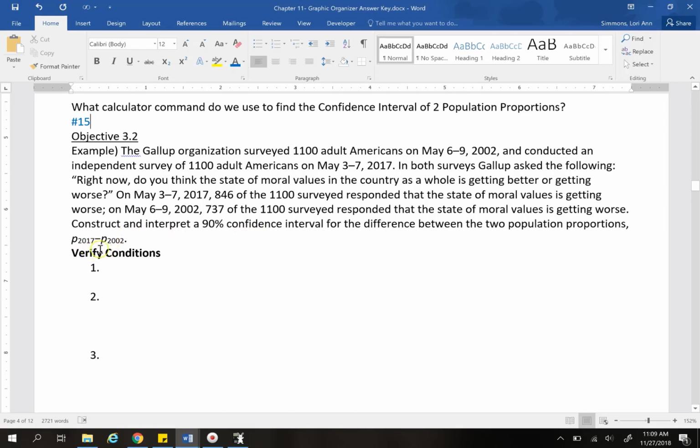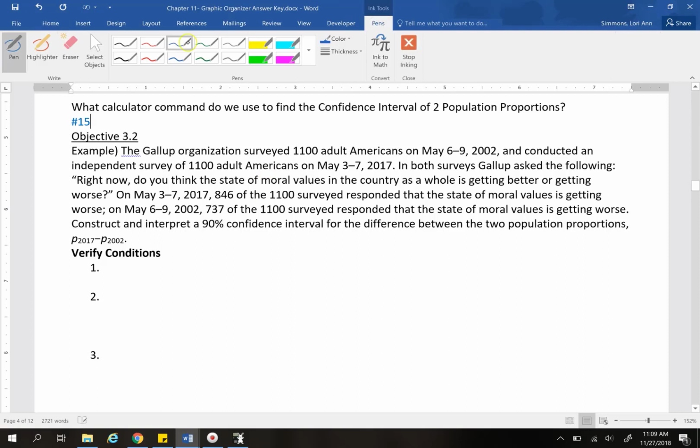P sub 2017 minus P sub 2002. So let's first look at this again. Is this quantitative or qualitative data? This is qualitative. Again, we're looking at proportions. Our response is it getting worse or not? So we have qualitative data there.